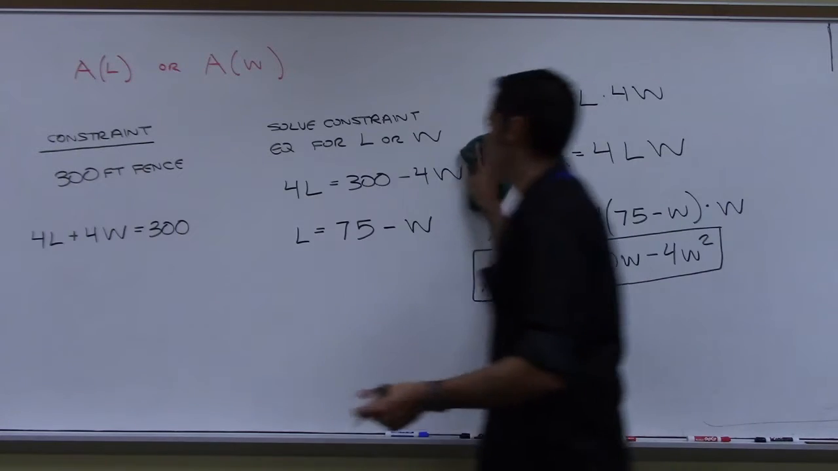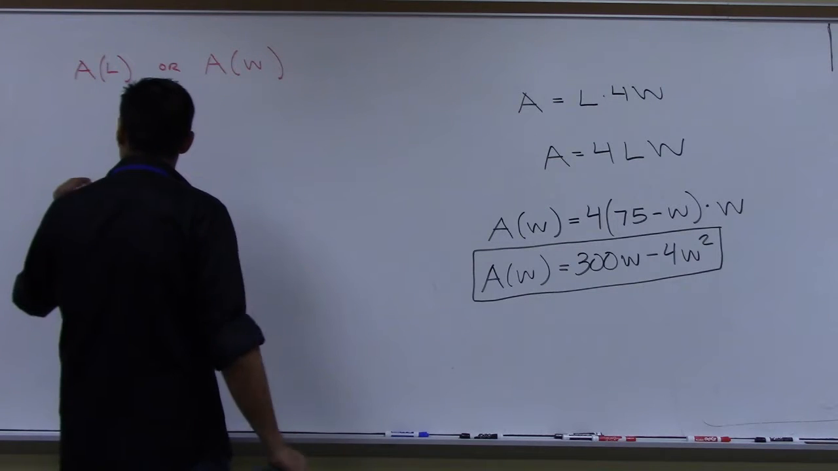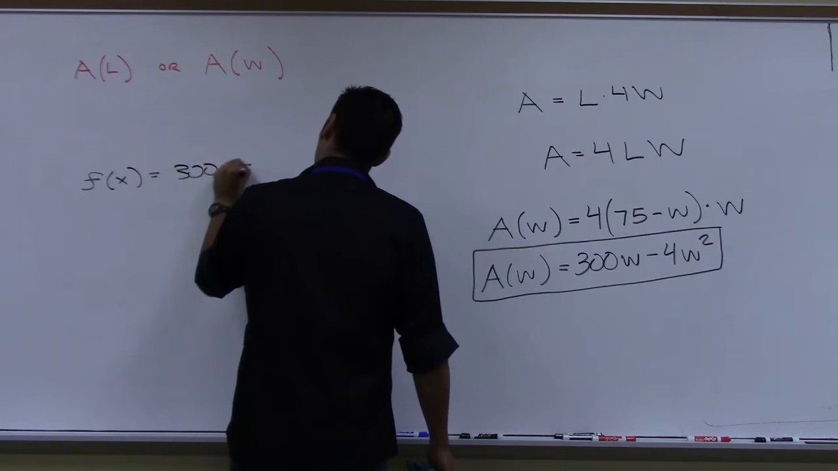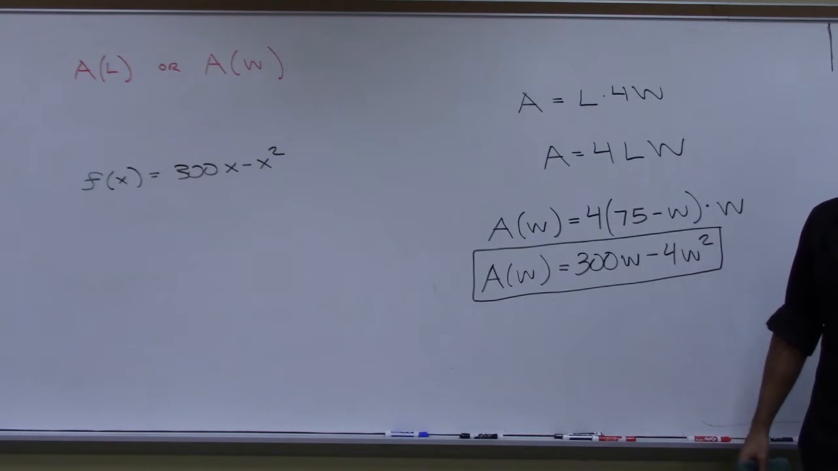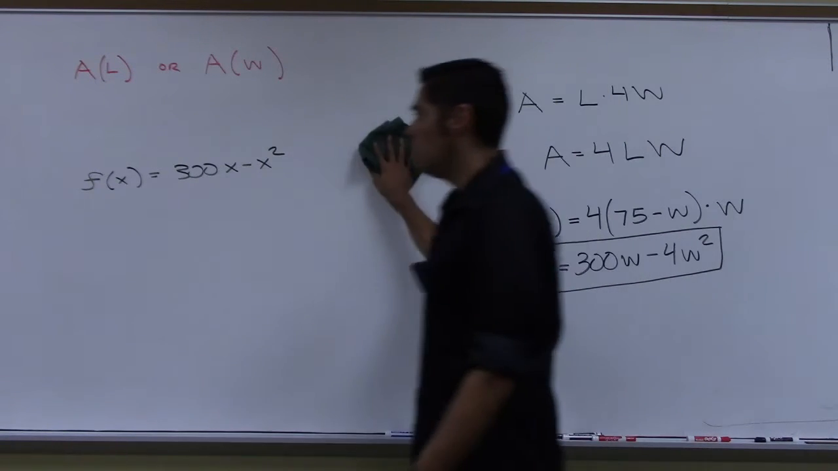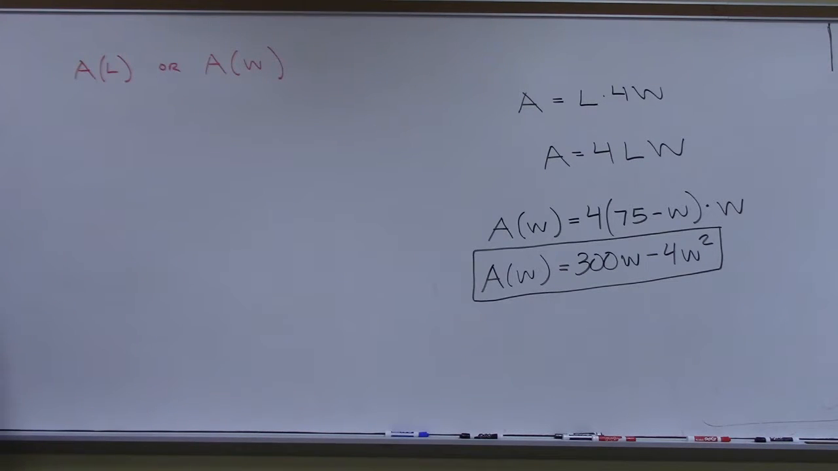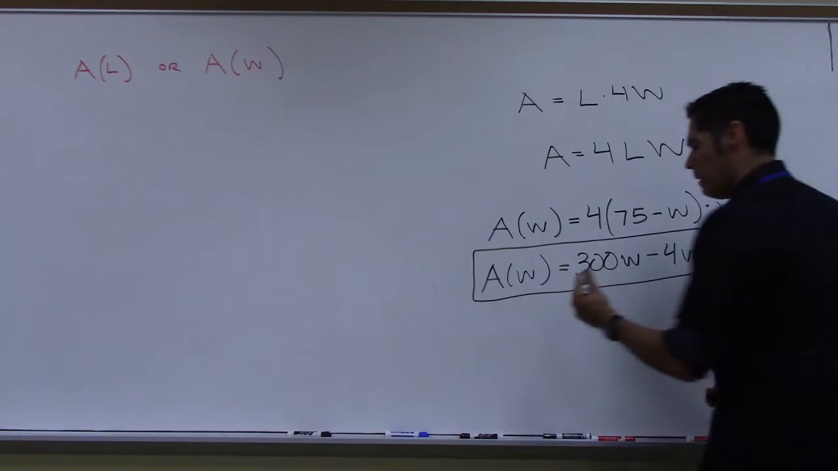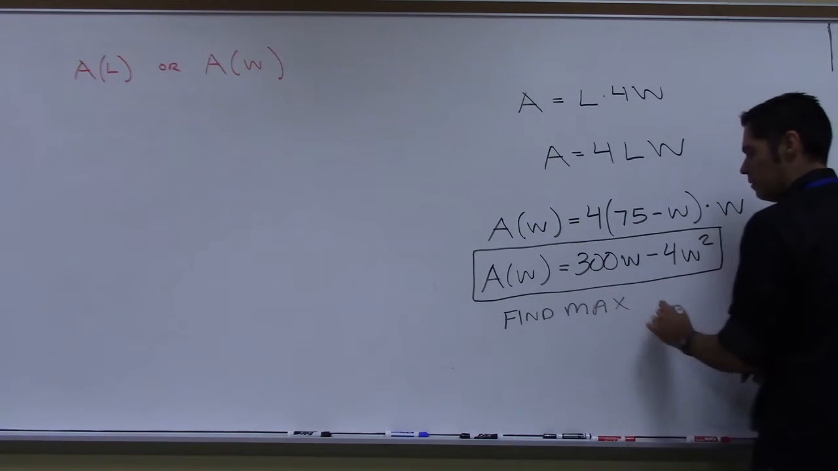I could, just to illustrate what we've done here, erase everything we've done. Don't even think about the farmer anymore. I could say here's a function, f of x is 300x minus x squared. That's what we got here, right? We're just using different variables. And so the question now is, what W makes that the biggest? So how would you like to go about that? Maximum. Right, we want to find the max of that.